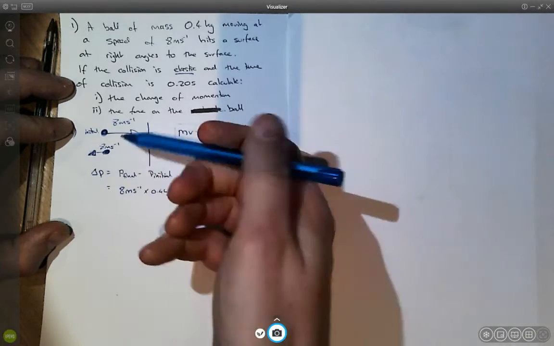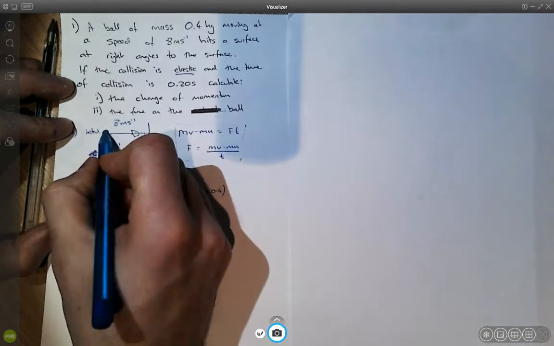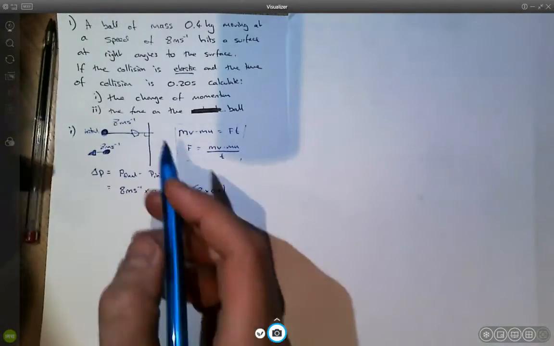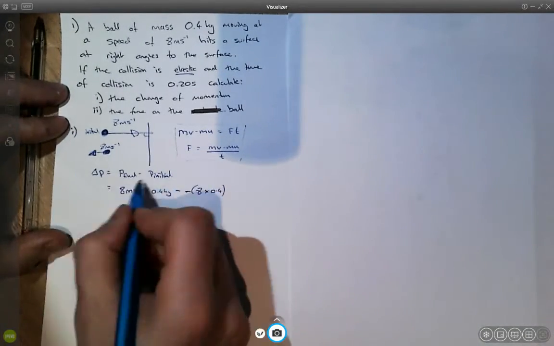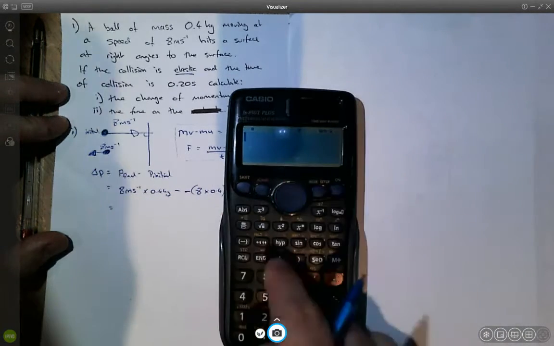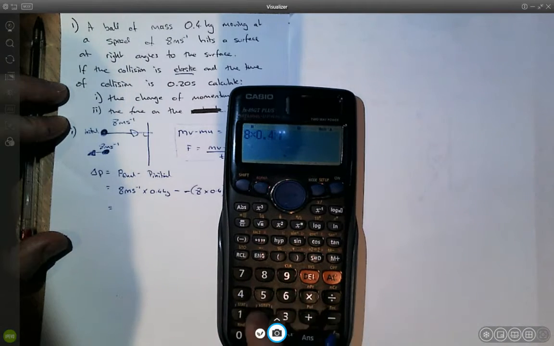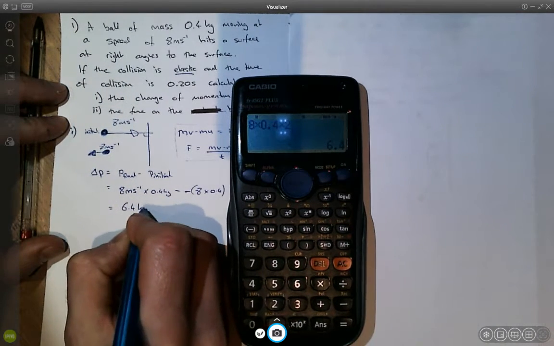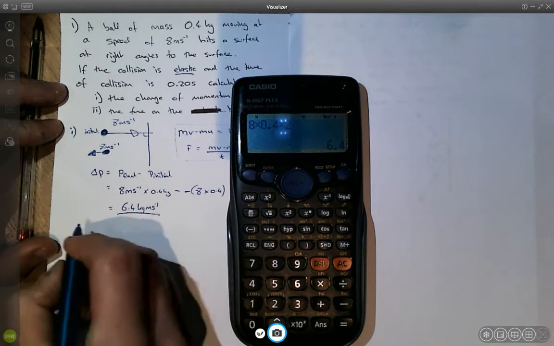So I'm just going to take the final to be positive, and the initial is negative, it's going in the opposite direction. You could do it the other way around, you can make this positive, you'd still get the same answer. It's still going to be twice the momentum. So we've got 8 times by 0.4 times by 2, which is 6.4 kilogram meters per second.